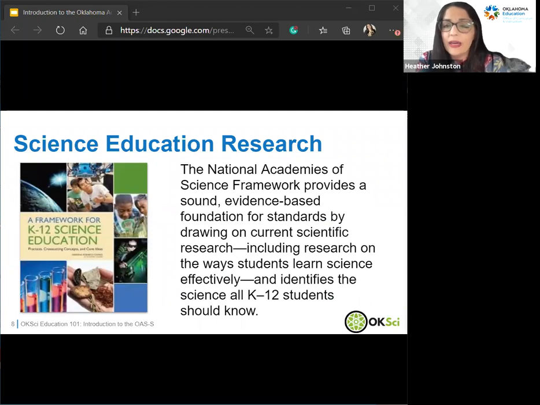So a little bit of a review on where our standards kind of come from. In 2014, our science standards in Oklahoma shifted from more of a content checklist. If you've been teaching since then, you know them as our PASS standards. So we went from that to more of a performance expectations, which detailed what students should be able to do and what they should know. So it was just a little bit different than what we had seen before.